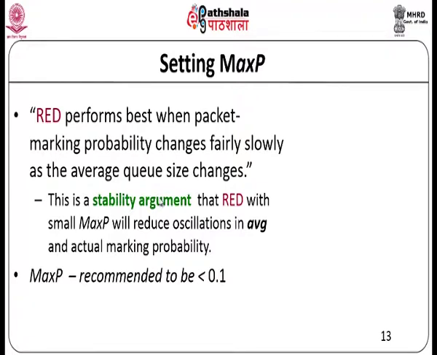We do not want to have such oscillations because of the feedback that you are giving. So we would like to have some kind of stability. The stability argument is that RED with a smaller max P will reduce the oscillations, on average, and therefore you will have a better marking probability. So max P is normally recommended to be less than 0.1. That is basically how these things are set.